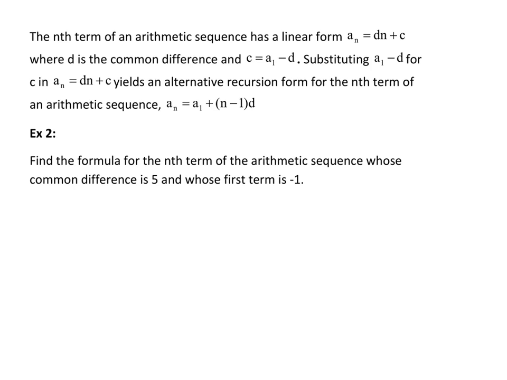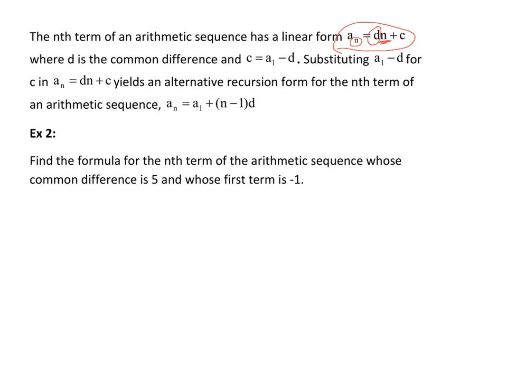Now, very important concepts. The nth term of an arithmetic sequence has a linear form. This is the linear form. So you have n, some value, and then every time you go up one value, you're adding on the difference one more time.